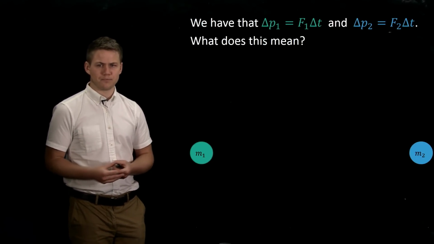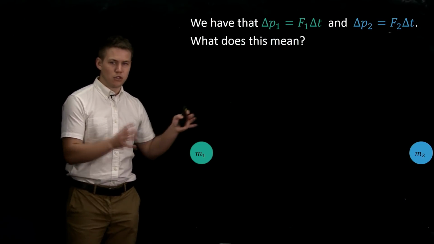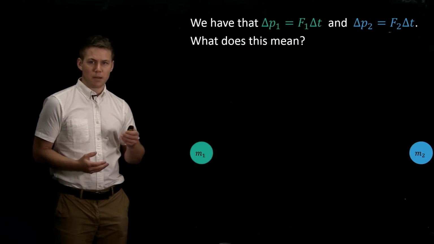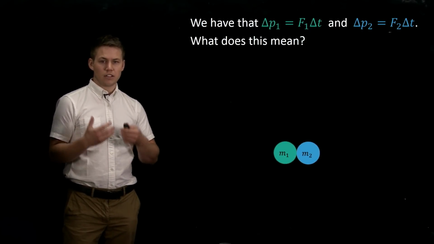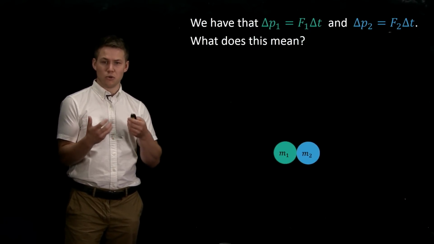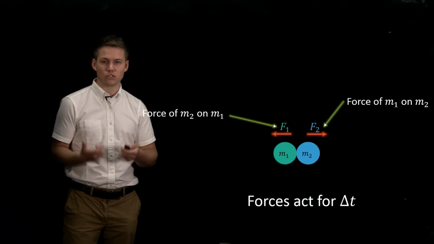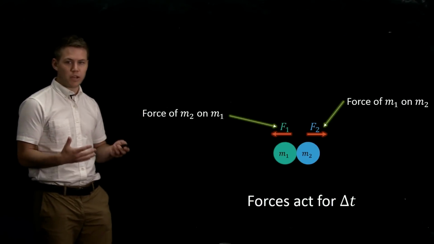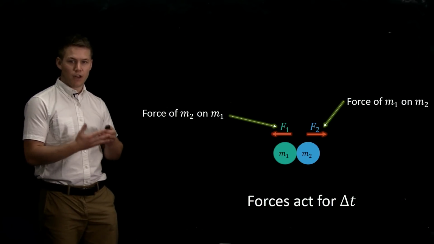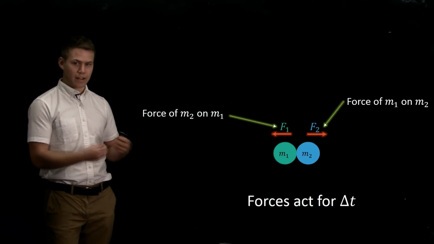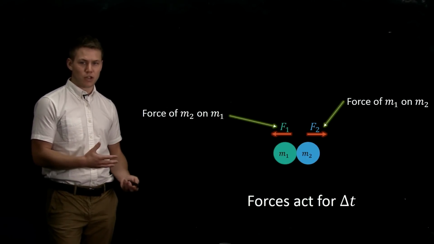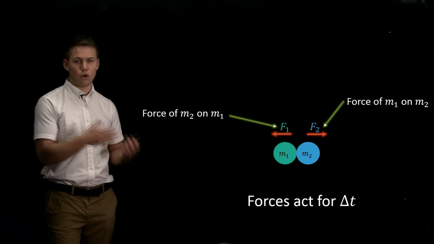Exactly what do we mean? Well, here we have the two particles again, and we can imagine them incoming to each other and colliding. As soon as they touch, they'll start to apply a force to each other. So in fact, we have a force of m1 on m2, that would be F2, that will act on m2, of course, and we'll also have an equal and opposite force of m2 on m1.